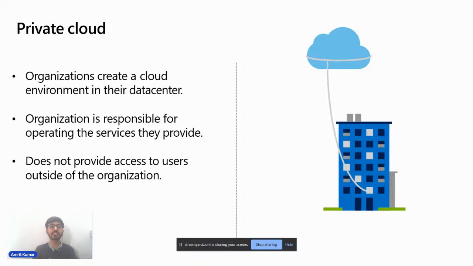So the organization is responsible for operating the services they provide, and they are responsible for the costing and everything. So it does not provide access to users outside of the organization, right? In a private cloud, a company, or us, we usually focus on the security part and the authorization part. So that's why we have private cloud.